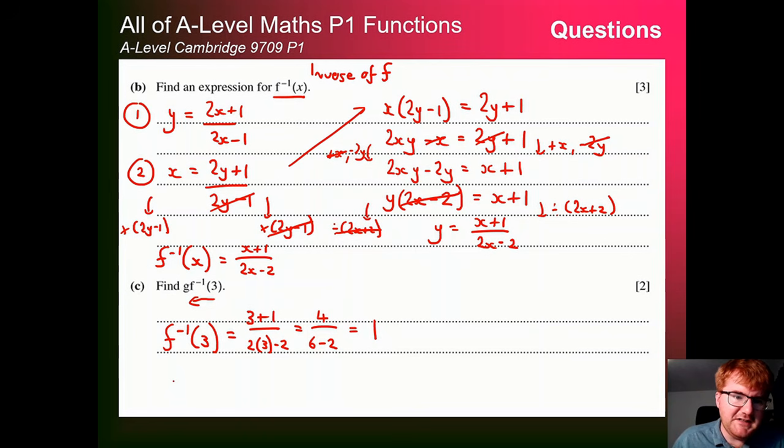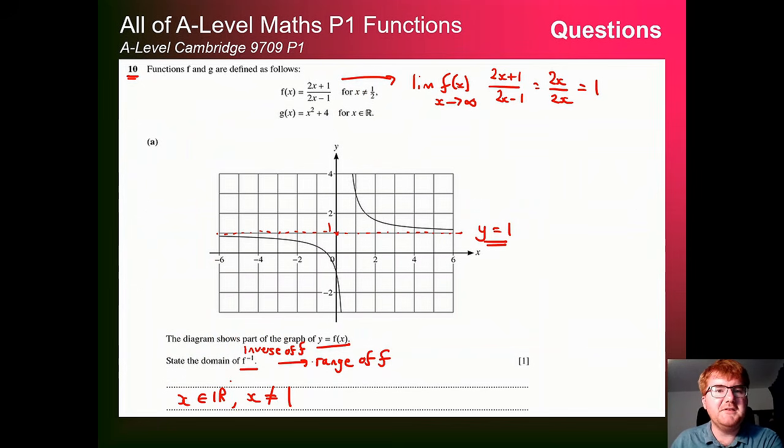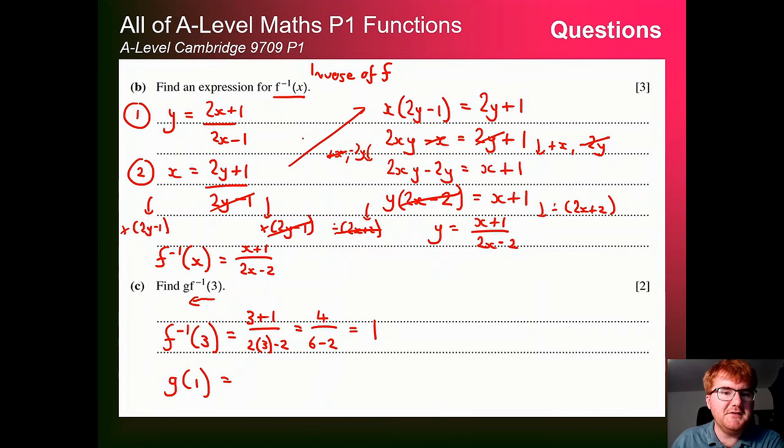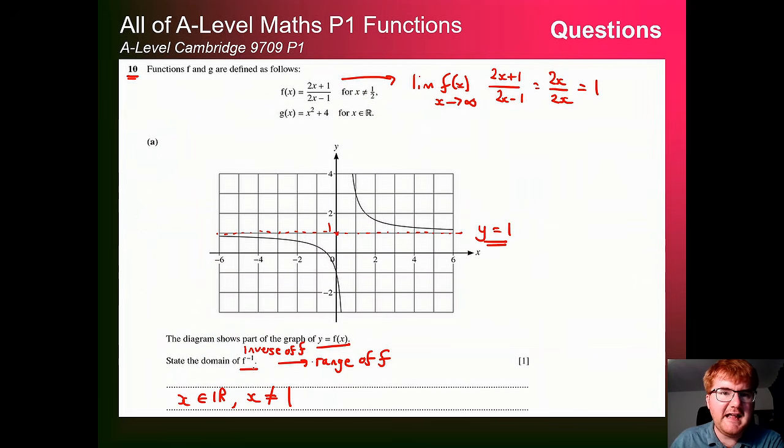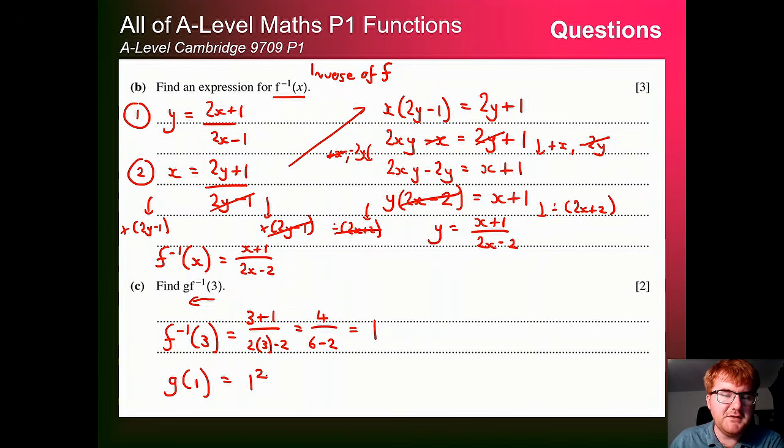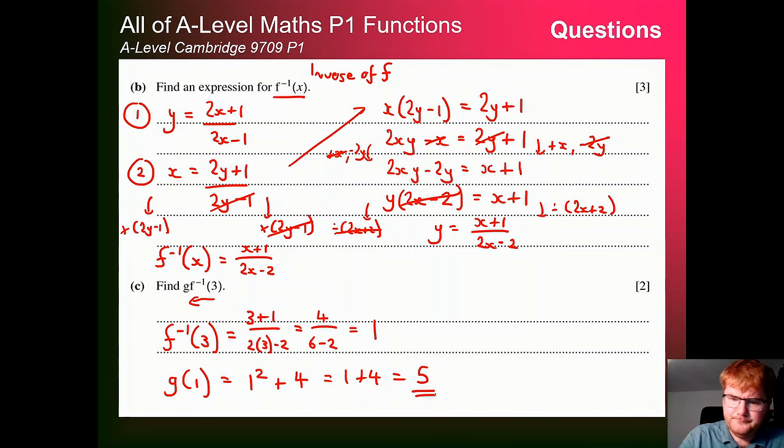And now we've got that answer. We now will put that into the g function. So we work out g of 1. Remind myself what g is here, x squared plus 4. So wherever I see an x, I'm going to put a 1. So 1 squared plus 4. And that's equal to 5. Again, use the amount of marks to sort of guide you how much work there'll be in the question. A 2-mark question and not expecting too much working here.